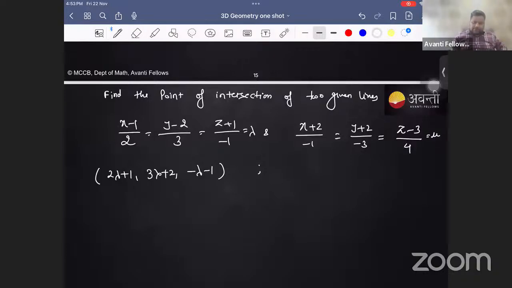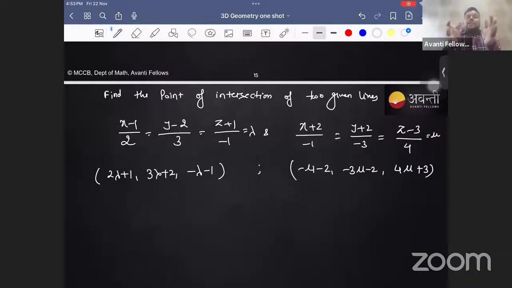First of all, we'll assume a parametric point on the first line, that is 2 lambda plus 1, 3 lambda plus 2 and minus lambda minus 1. Now assume another parametric point on the second line: minus mu minus 2, minus 3 mu minus 2 and 4 mu plus 3. Got it?